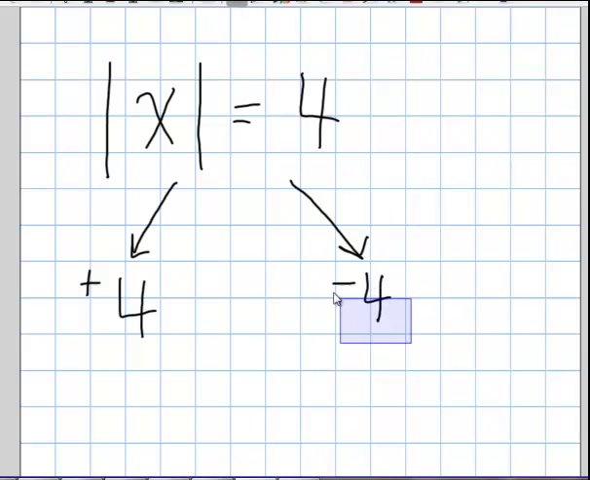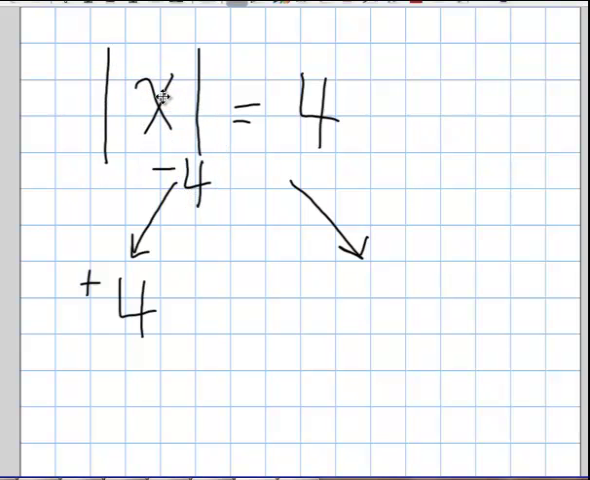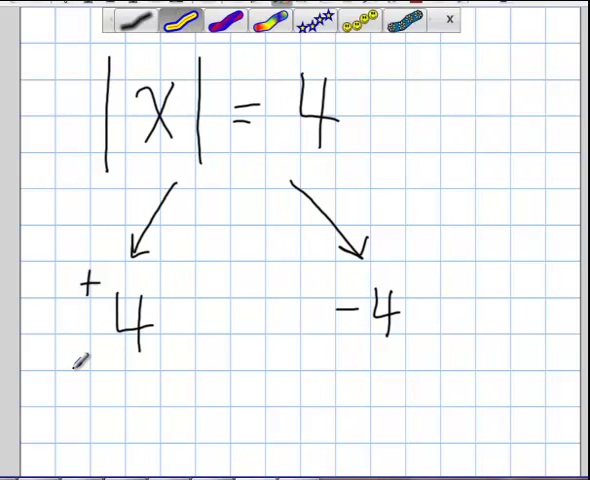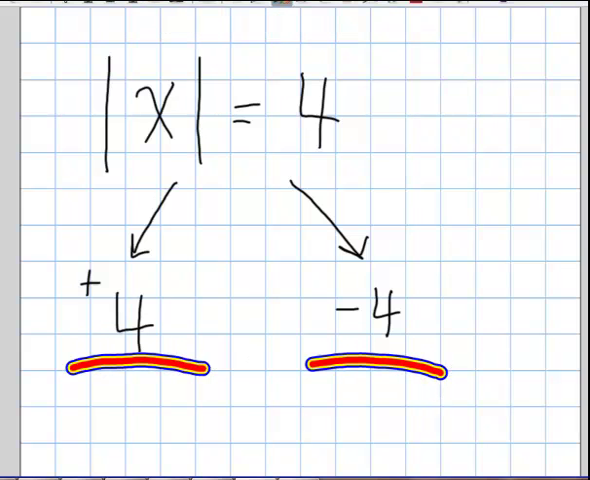And either one of those works. If I put a negative 4 up here instead of this x, then the absolute value of -4 is equal to 4. If I were to put a 4 up here, the absolute value of 4 is equal to 4. So you can see that I get two distinct answers. The absolute value yields two distinct answers for my variable.